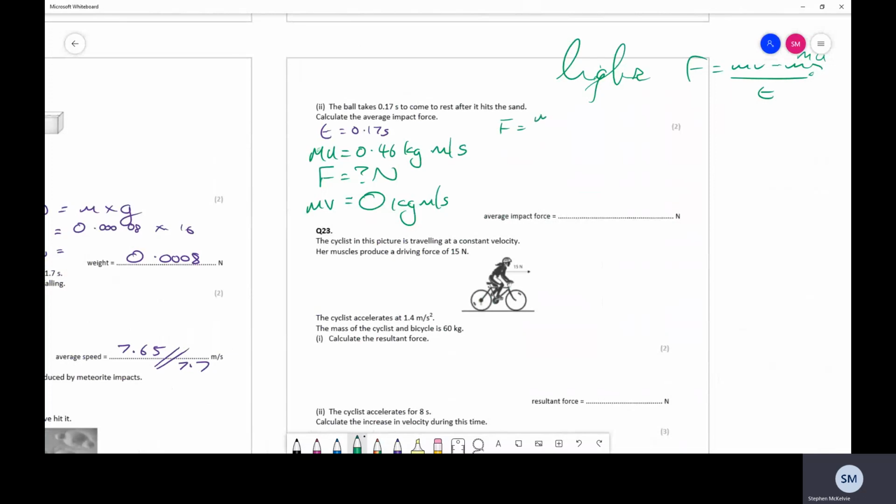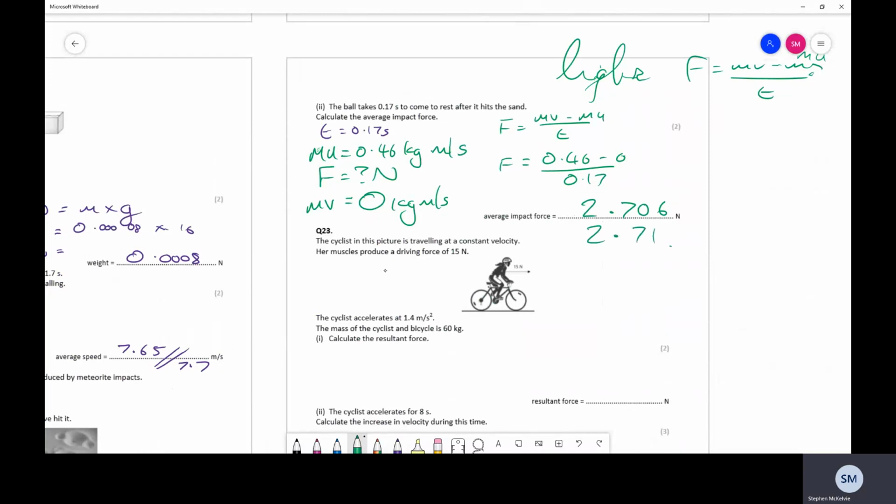Write out my equation. F is equal to mv minus mu divided by t. And I'm going to put in mv being 0.46, take away 0, divided by 0.17 seconds. Pop that into my calculator. 0.46 divided by 0.17, giving me average impact force of 2.706 or 2.71.